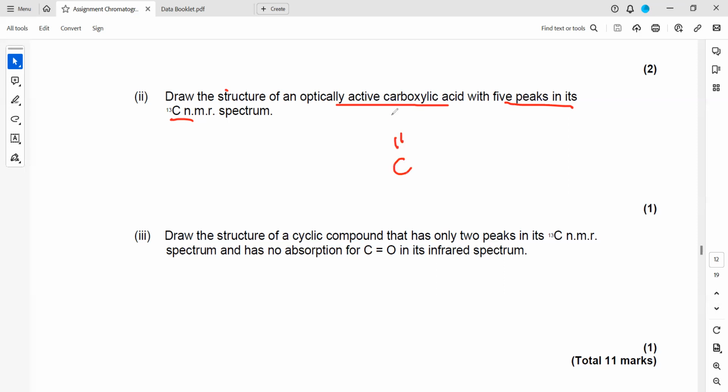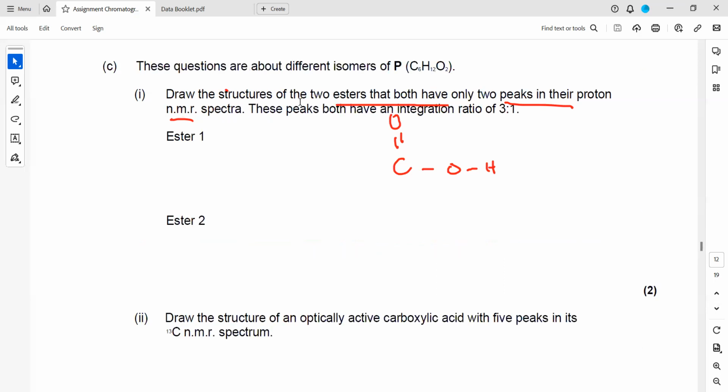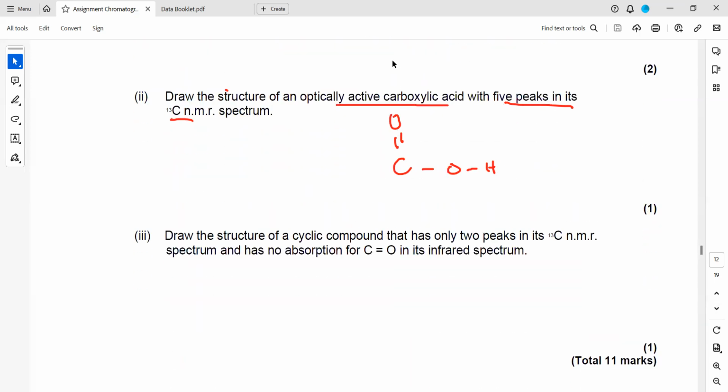So first we draw 5 carbons with different environments. First we draw C double bonded with O and OH, because it's a carboxylic acid, so there should be C double bonded with O and OH. And because the question is a continuation, we have to draw according to the molecular formula of P that I mentioned in the beginning. What was the molecular formula of P? The molecular formula for P was C6. So we have to arrange 6 carbon atoms, because we are proposing the structure.